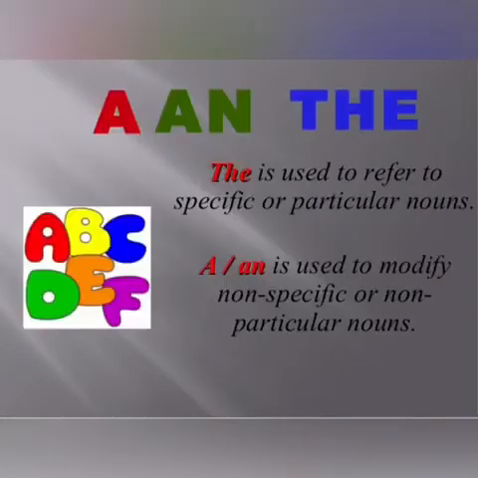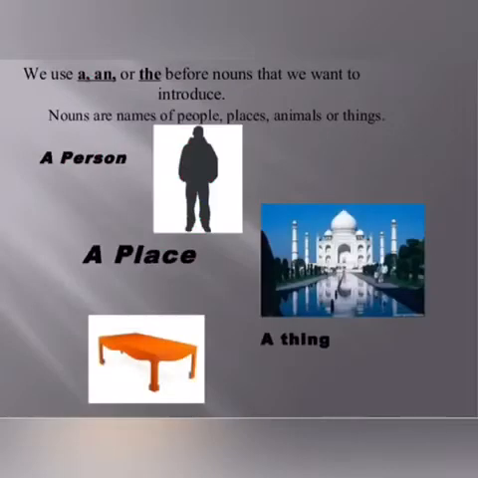Now let me explain where to use a, an, and the. Firstly, the is used to refer to a specific or particular thing. We use the with a particular thing, and we use a or an with unspecific, or non-particular, nouns. We use a, an, or the before a noun that we want to introduce, like nouns with the name of a person, place, animal, or thing. We use a, like a person, a place, a thing, an animal.